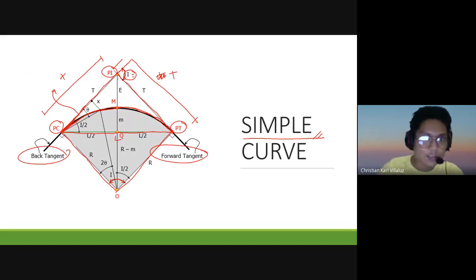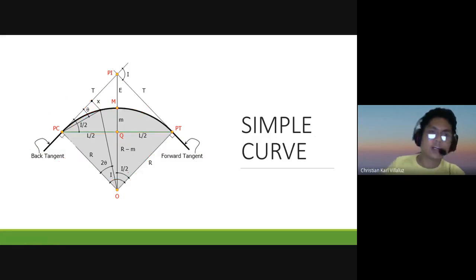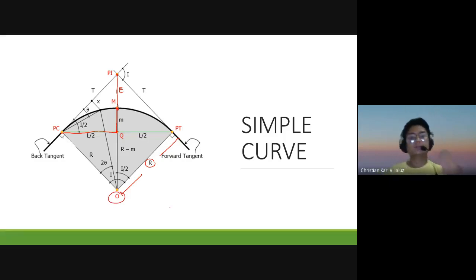So we have an external distance, or the distance from the point of intersection to the midpoint of the arc of the simple curve. We also have a middle ordinate, measured from the midpoint of the curve to the midpoint, or halfway, of the chord of the simple curve. We also have the radius here, and this is the center of the simple curve.